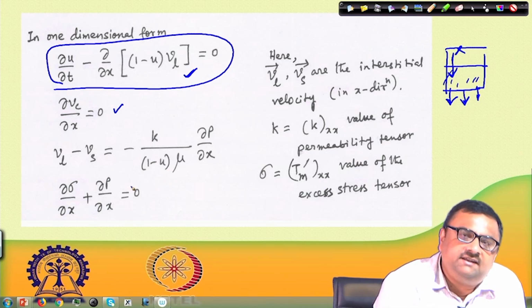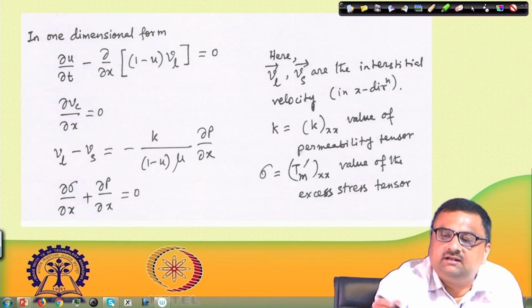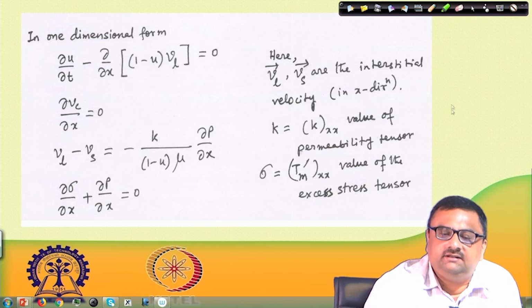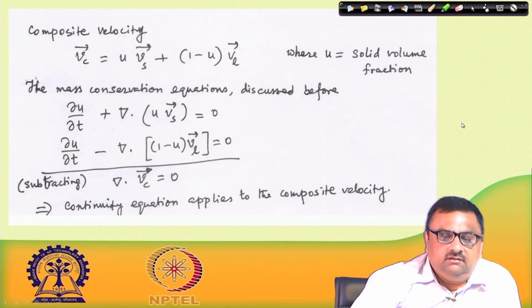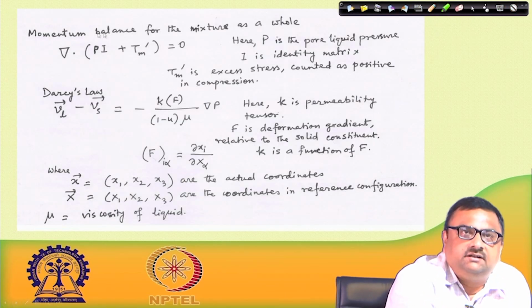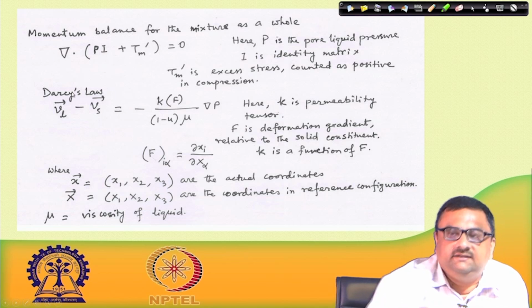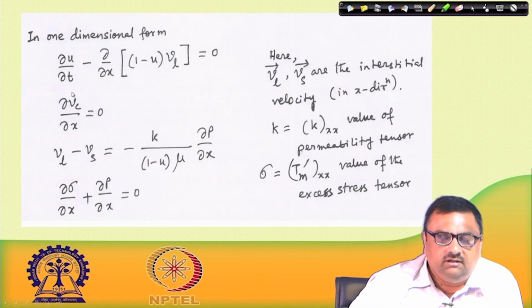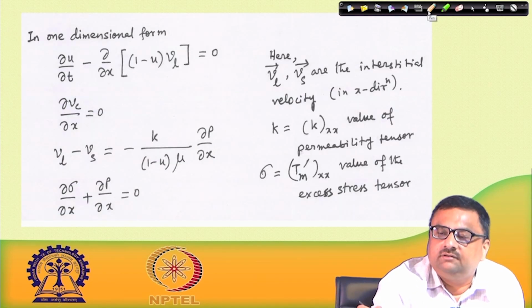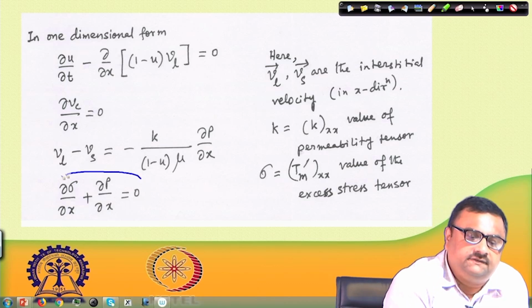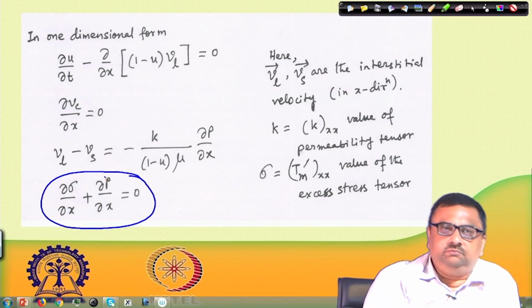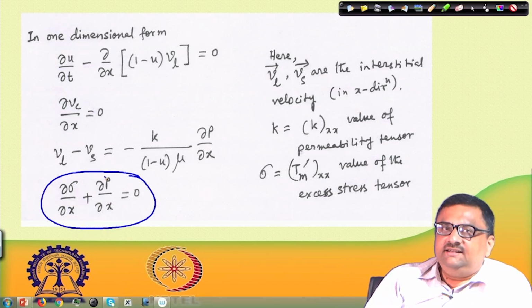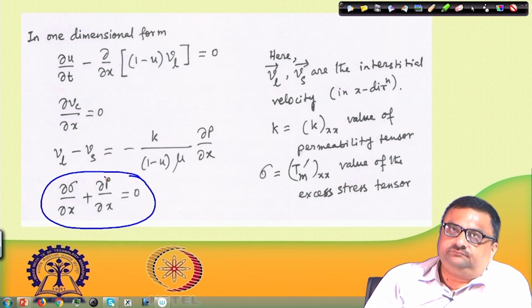And the momentum balance equation that we had earlier, this equation in one dimensional form took the shape of del sigma del x plus del p del x is equal to 0.